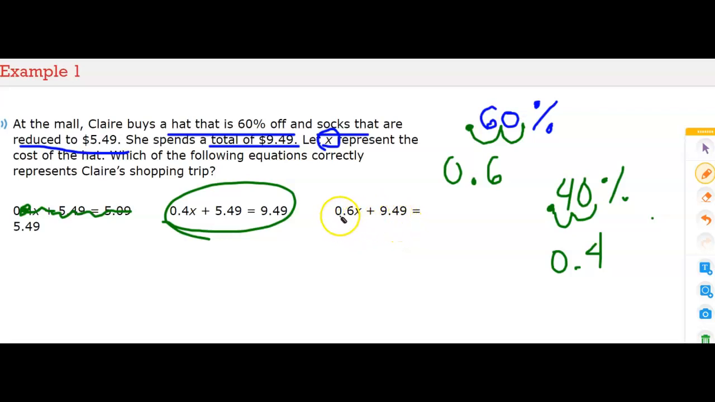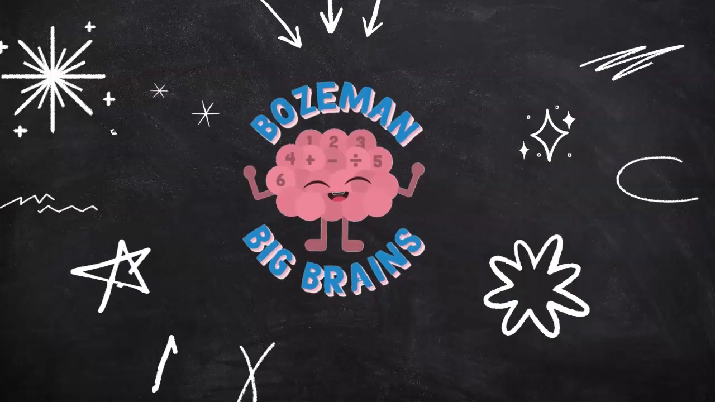And the last equation here, 0.6 times X plus $9.49 is equal to $5.49. We know that she's not paying for 60%, she's only paying for 40%, so that part is automatically already wrong. And then it says plus $9.49. We know that part is wrong because that's the total amount. So that wouldn't be added into that either. So this one is our best choice.